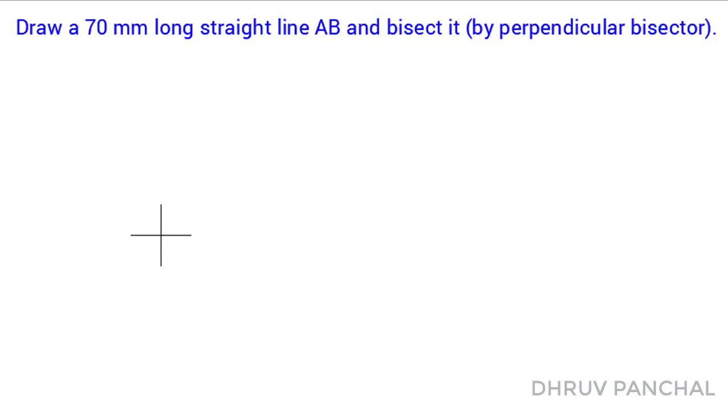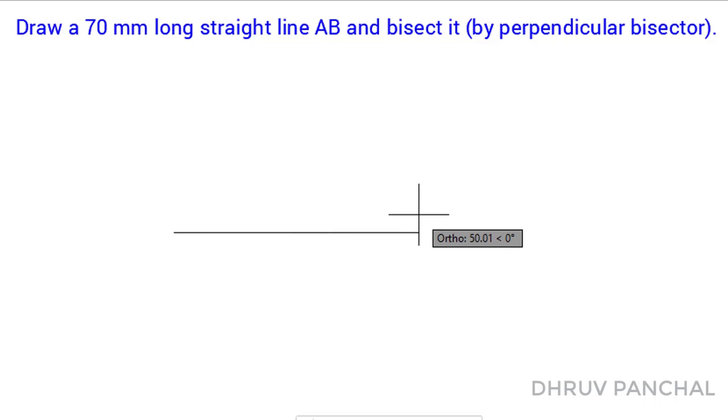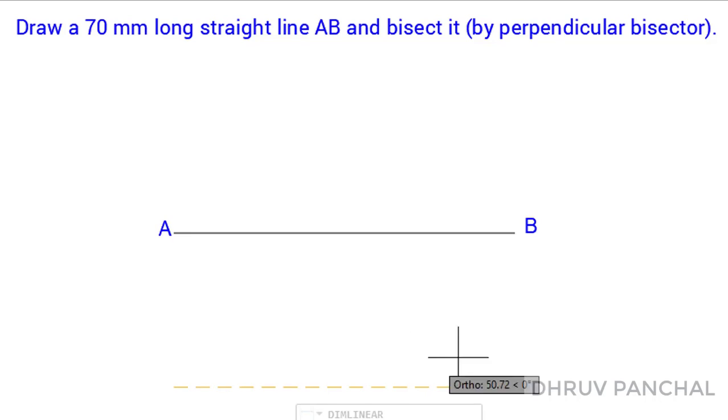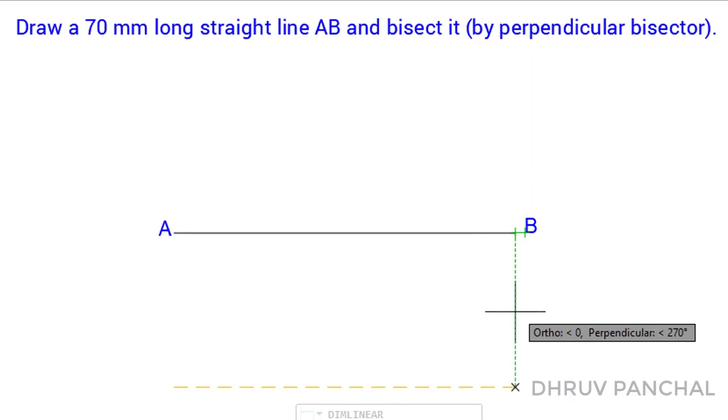As per the given data, we will draw a 70 mm long straight line and name the endpoints of that line by point A and point B. Now we will mention the length of line AB, which is 70 mm.